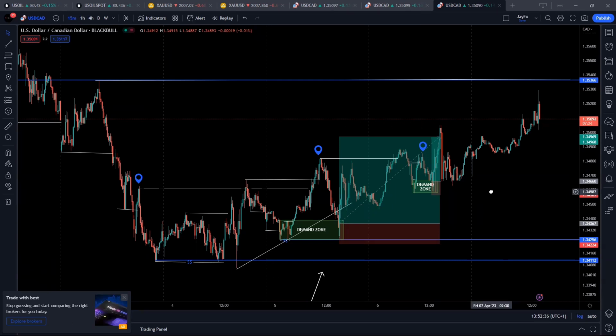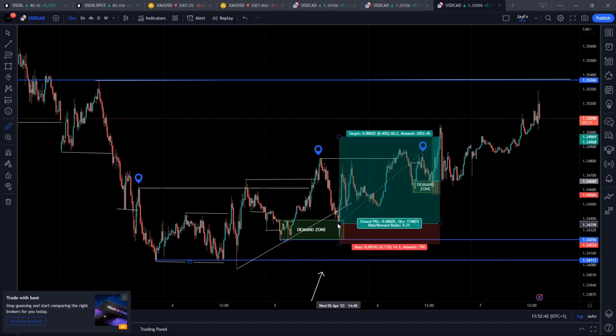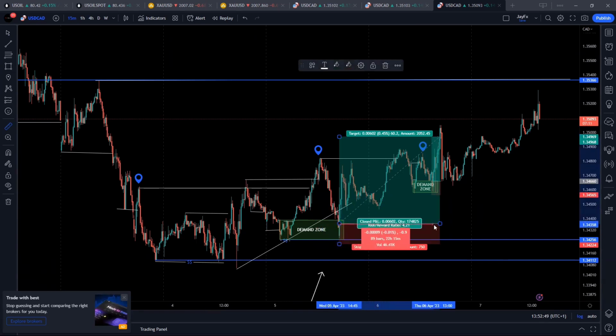So it lasted for over 23 hours. This was my entry point, because I'm a day trader. I'm a day trader. So it lasted 23 hours. So yeah, this is where we took our profit. 23 hours 45 minutes. You understand? That is the whole duration, the whole time that I held this trade.